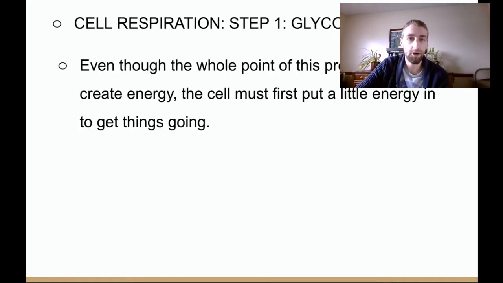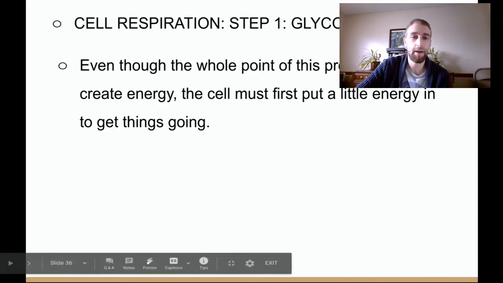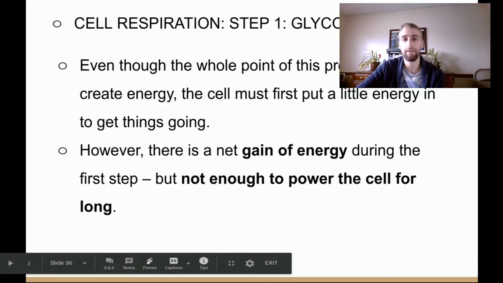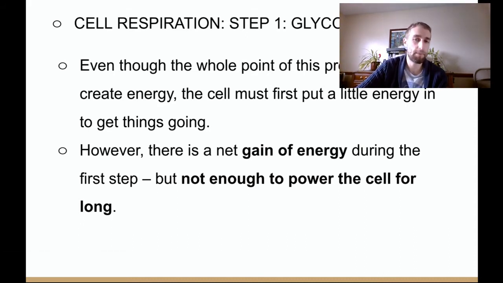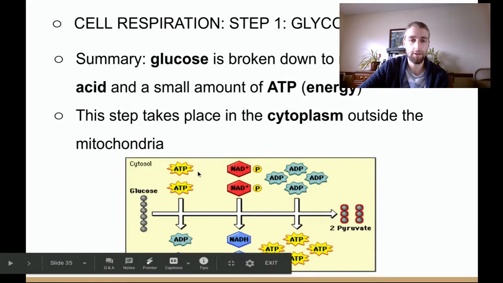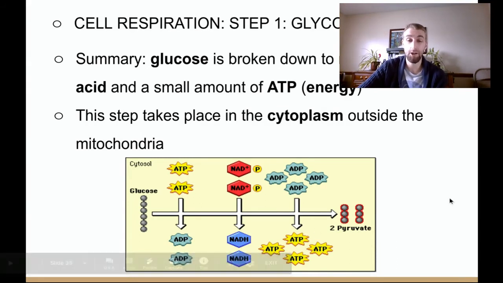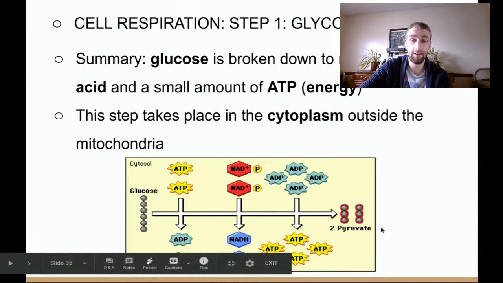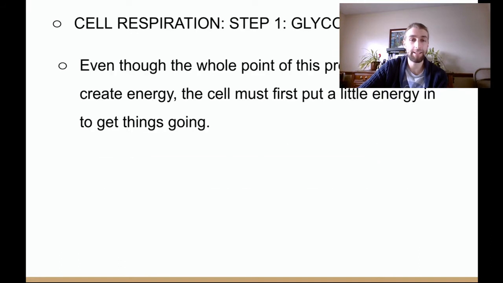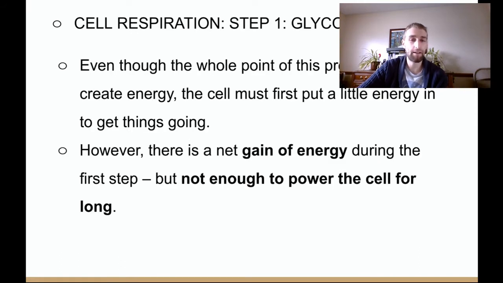Okay, so this is kind of like you got to spend money to make money. Same thing with glycolysis. You have to spend a little bit of ATP to get it started, but you get a little bit more as a result. You can see that in the diagram here. So we actually spent 2 ATP. We got 4 ATP. So in breaking that glucose down into 2 pyruvates, we got a net gain of 2 ATP, which is a net gain, but it's really not that much. It's not enough to power the cell for too long.